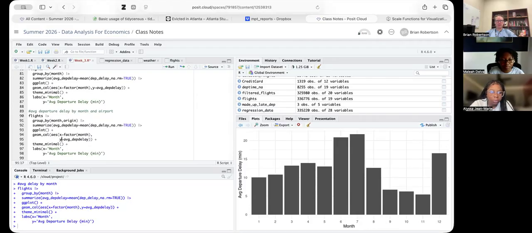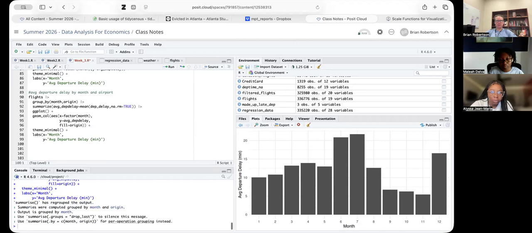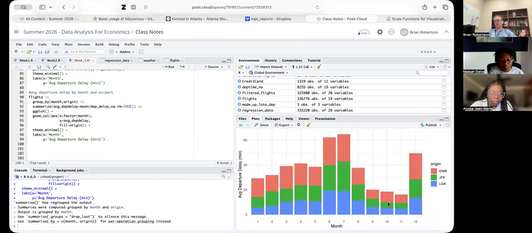My code's getting messy now. I want to do my fill equals origin, right? So if you remember, I don't want gray bars. I want the fill to be related to the airport. But then now I've got to deal with the position. So let's just run this and see what happens. Let's just see what this does. All right. So I get this.